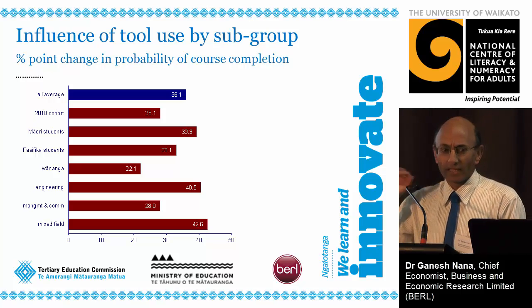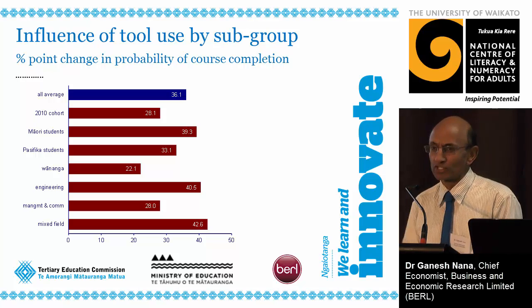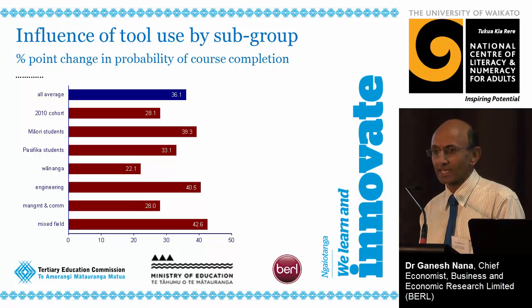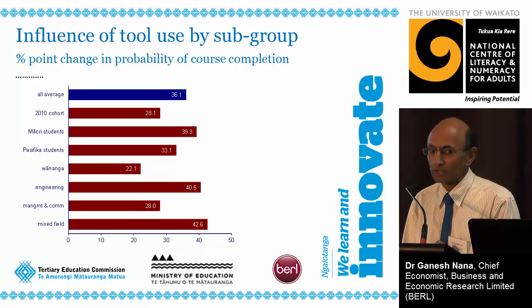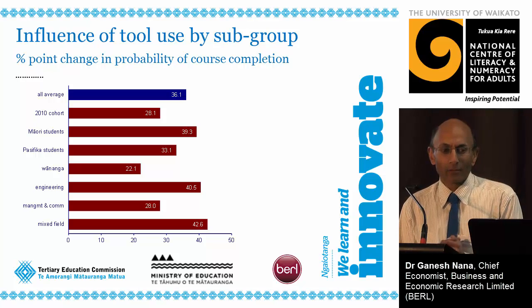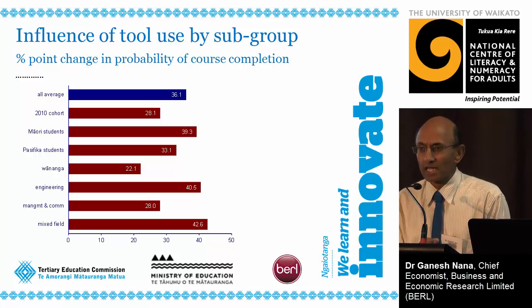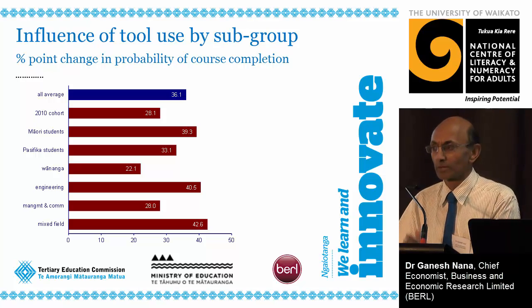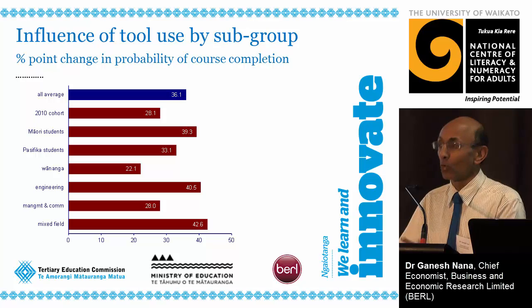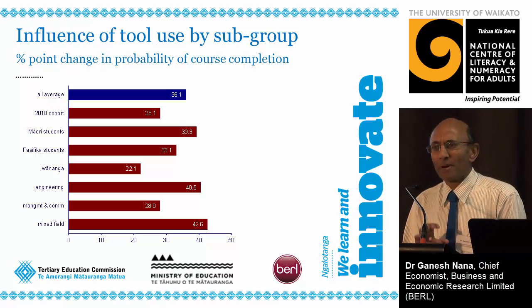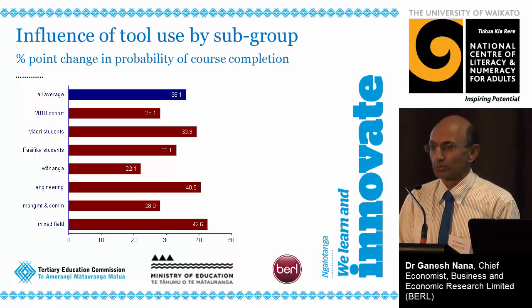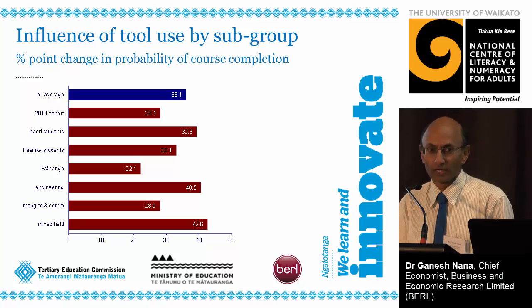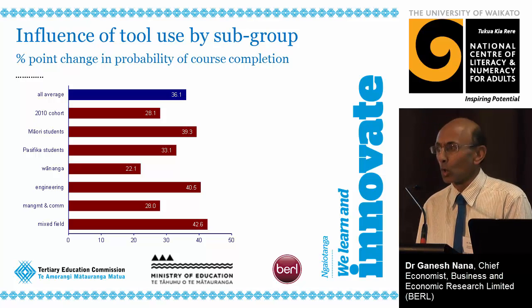We looked at, okay, the blue bar is the overall average. It has an impact, having thrown all of the variables at the equation and taken out the ones that were not statistically significant. The blue bar shows a 36% improvement in probability if you use the tool. Okay, improvement in probability of course completion, full course completion. But it's a little bit different for some of the subgroups, but still significant. Still significantly positive. For the 2010 cohort, it wasn't as big as 36%, so less than 30%.